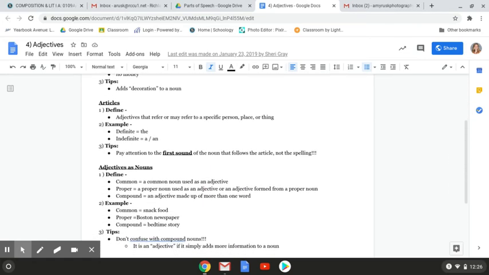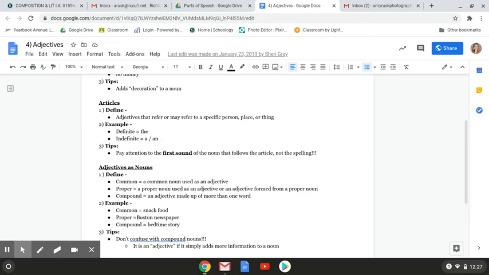Articles. Articles can also be adjectives. Adjectives that refer or may refer to a specific person, place, or thing. Those are your articles. Your definite article is the. Your indefinite article, a or an. Your tip for your articles, you have to pay attention to the first sound of the noun that follows the article, and that will determine whether we're going to use a or an. We're not paying attention to the spelling.